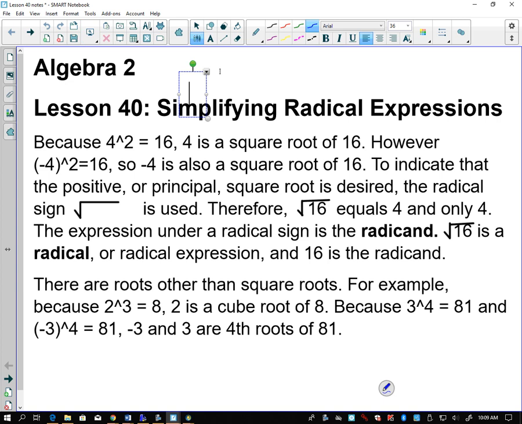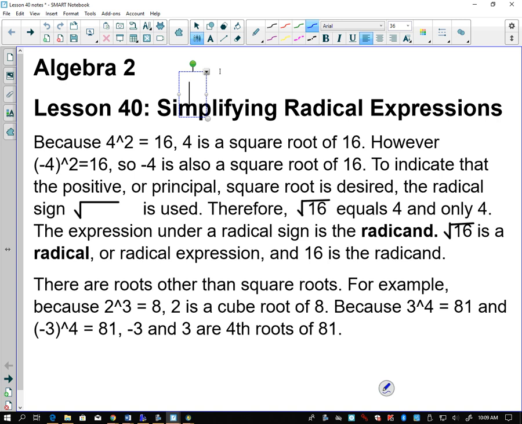All right, simplifying radical expressions. So because 4 squared is 16, 4 is what we call the square root of 16. Okay, that should be fairly easy. What's the square root of 9? 3. What's the square root of 25?